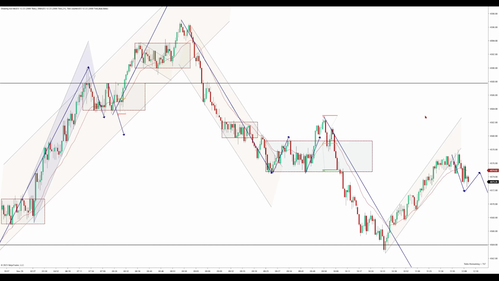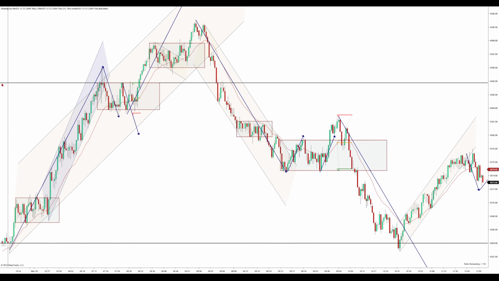I'm trading the ES futures on a 2000 tick chart with a 21 EMA. So I've got the overnight high up here and the overnight low down here. These are our key levels for the day. I started trading at 8 Central Time, which is this area right here.